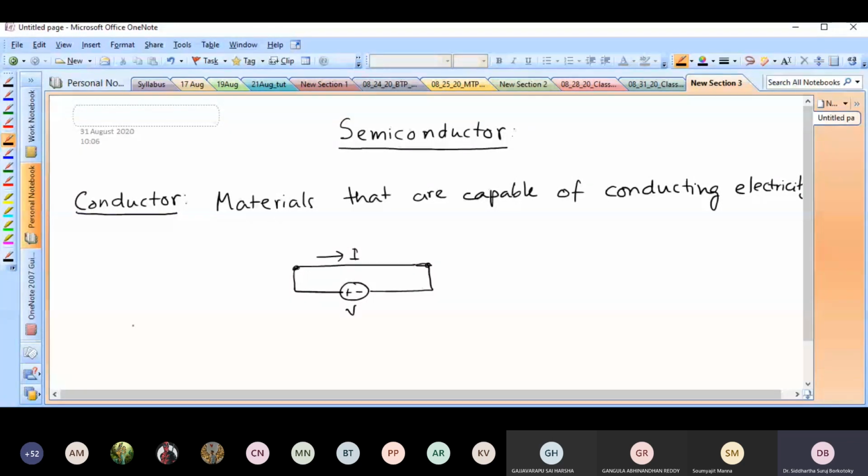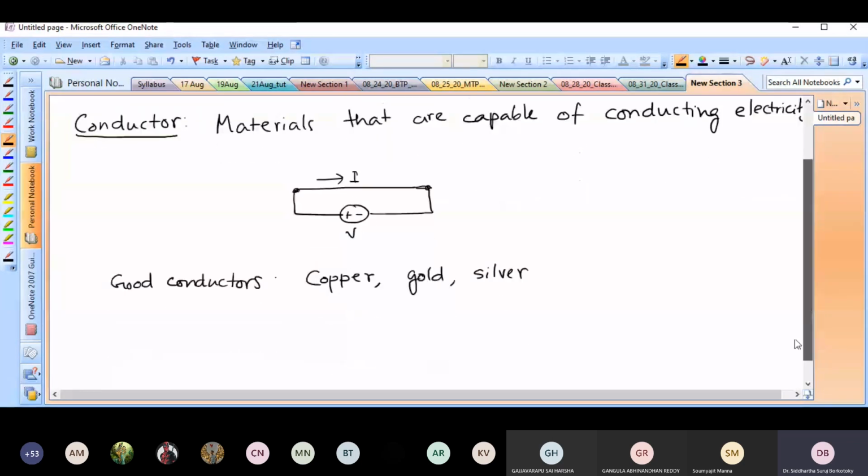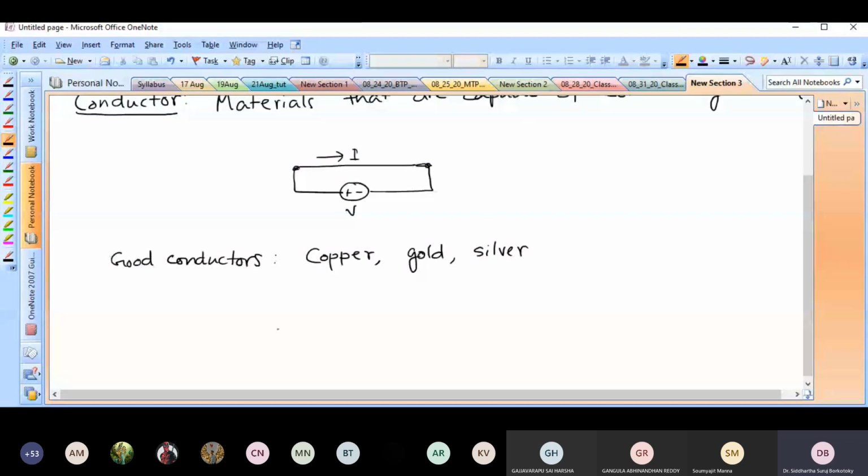And what are examples of good conductors? Good conductors are copper, which is the most common. All our wires are copper conductors. Then you have gold, then you have silver. These are all very good conductors. Now, what is it that makes them good conductors?